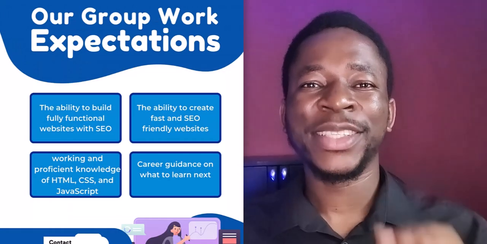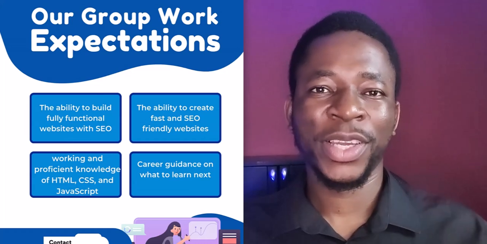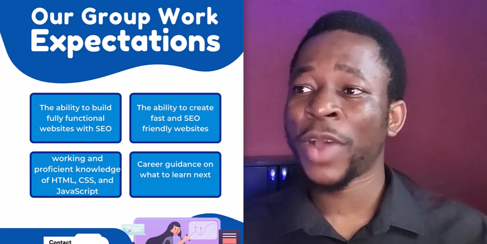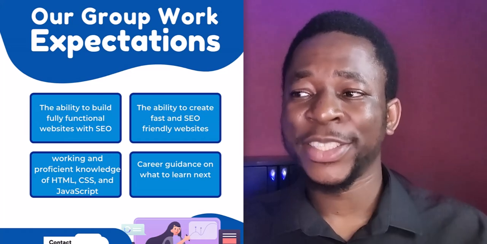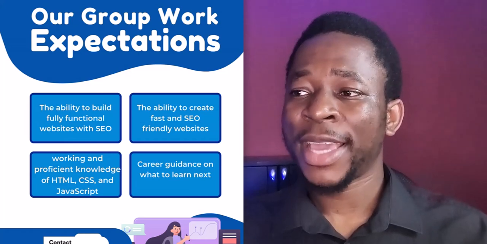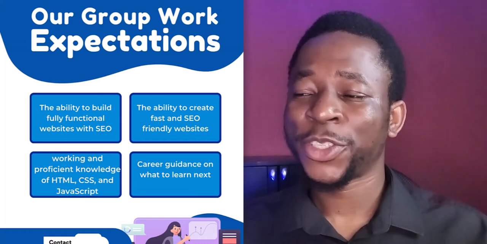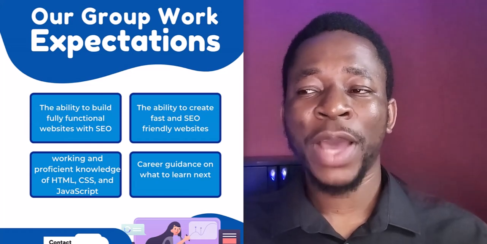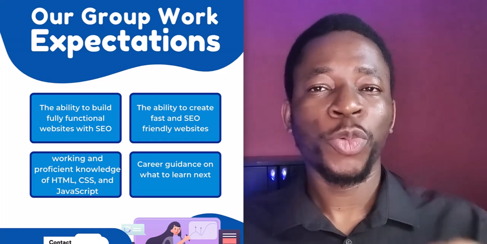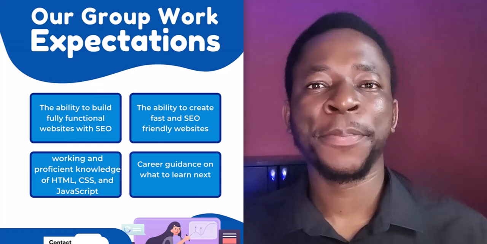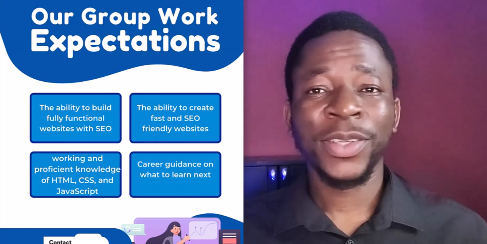Finally, what is the expected outcome from this course? By the end of this course, here is what you can expect. The first thing is that you have the ability to build a fully functional website with search engine optimization. You also have the ability to create fast and search engine optimization friendly websites, and also you have a working knowledge of HTML, CSS, and JavaScript. You will be comfortable with writing and understanding code in these languages. And finally, you also have career guidance on what to learn next.